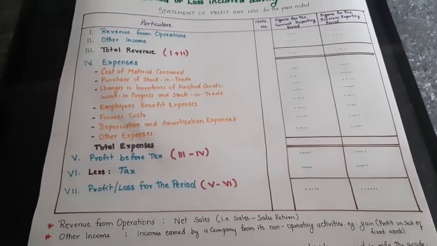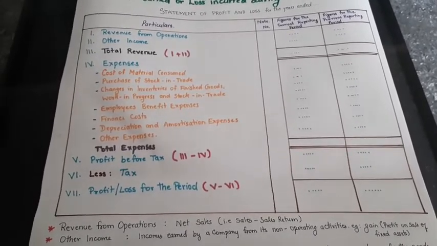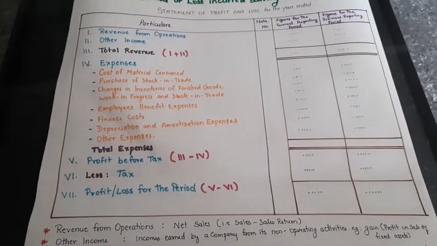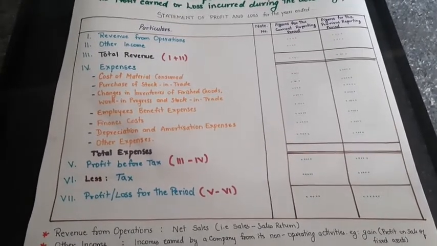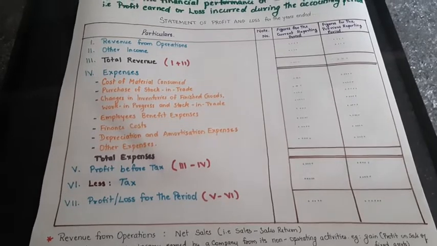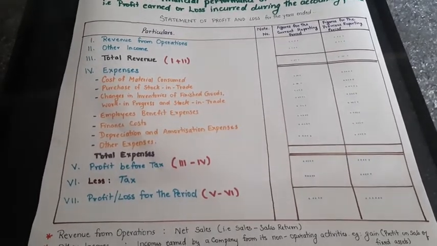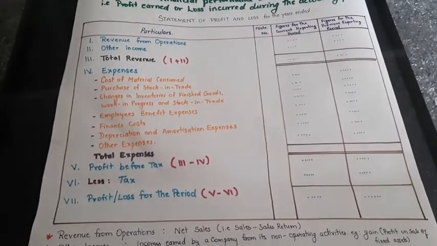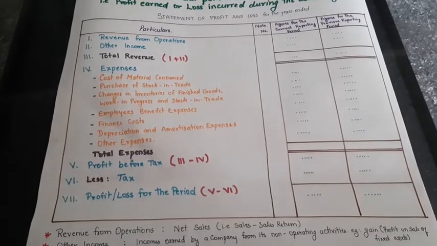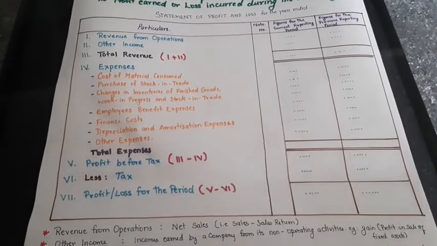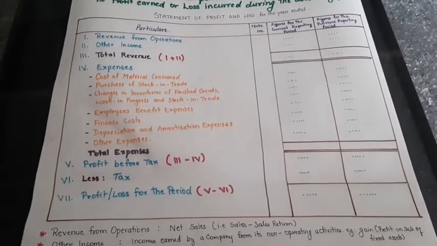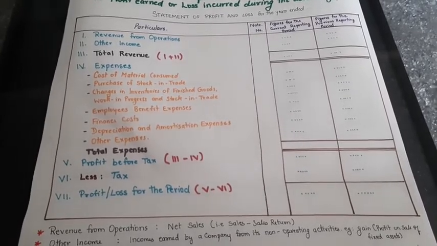If we move according to the format, the first item is revenue from the operation. The second one, other income. And the third one is total revenue. To arrive at the amount of total revenue, you have to add the first one with the second one. That is, revenue from operation should be added with the other income.